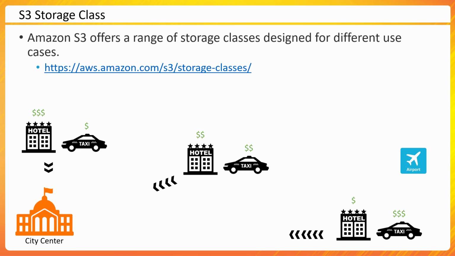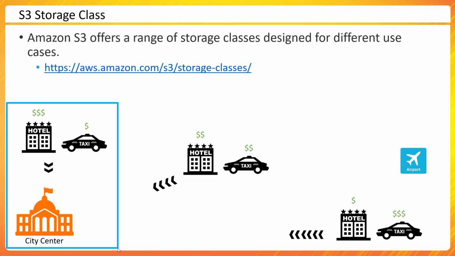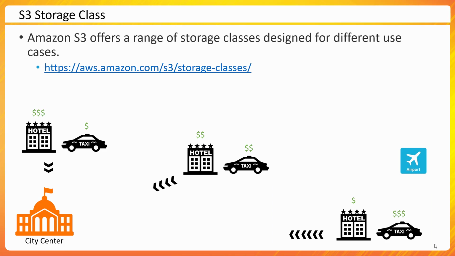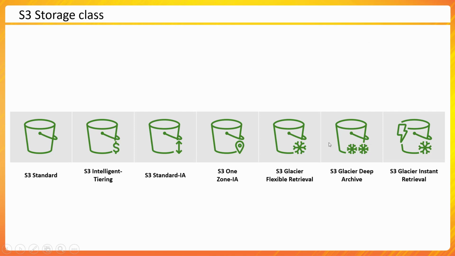Right. So same example here. In central London, if you're staying in the city center, you would be paying more money for the hotel, less money for taxi. But if you are staying a little away, it will take more time for you to reach the city center, but you would be paying less money for the hotel. So it depends. Similarly, S3 has provided you storage classes. Let's see the options associated with that.